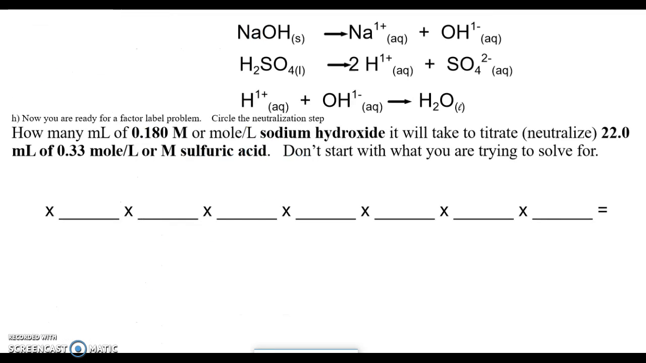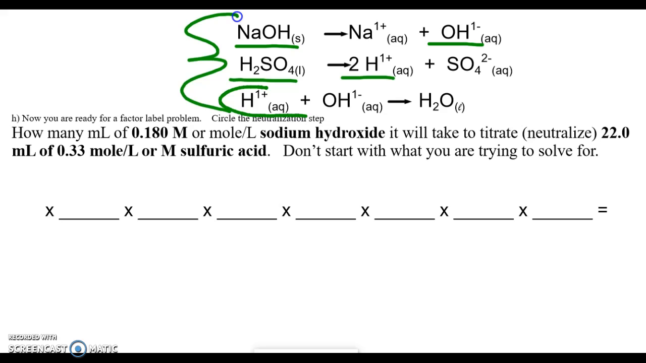So it says, how many milliliters of 0.1 molar sodium hydroxide will it take to titrate or neutralize 22.0 milliliters of 0.33 molar sulfuric acid? So this is a little bit of mental work that you would need to do for this problem. We're going to need to know that there's one hydroxide in a sodium hydroxide. We're going to need to know that there's two hydrogen ions in one sulfuric acid, and that this is what neutralization actually is. So again, look at your map.